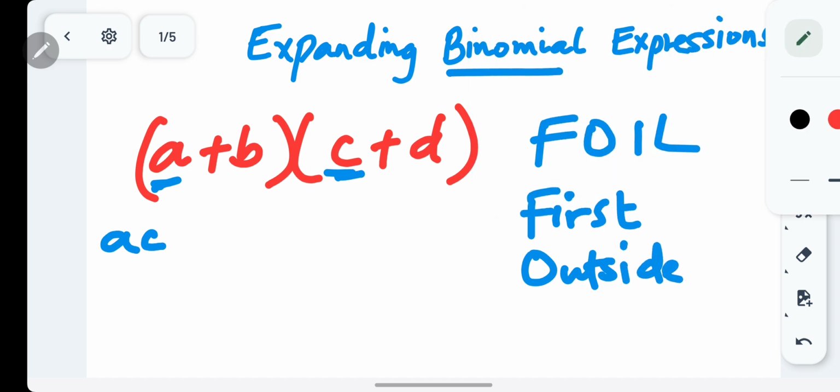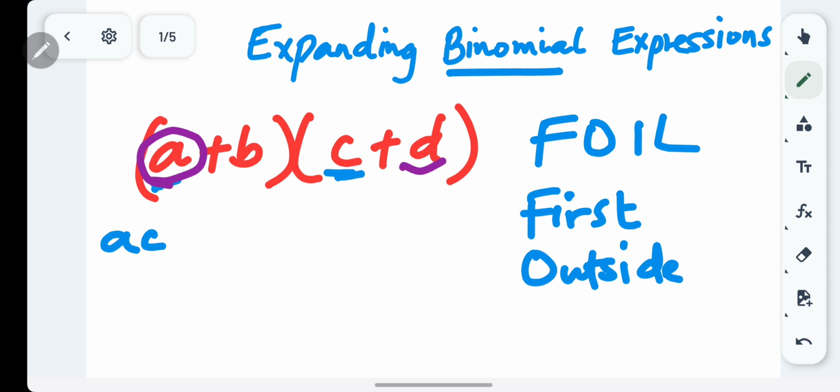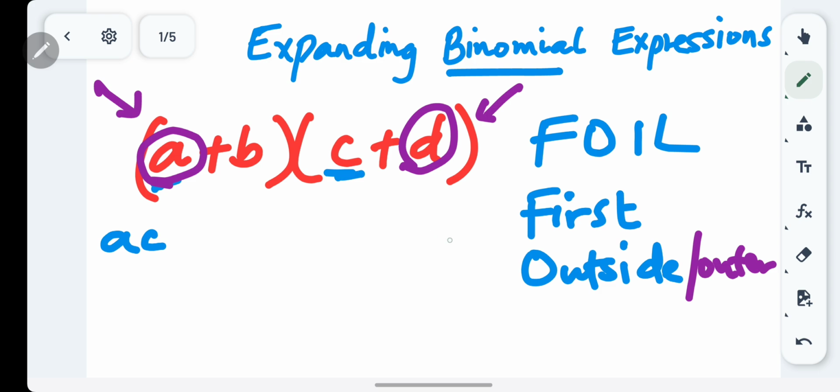Then the O is for the outer numbers or the outside numbers. Inside the two brackets, which numbers are outside? We have A and we have D. You can call it outer or outside numbers. When you're getting into this bracket, the first number you get to is A. If you are getting to this bracket from that side, the first number is D. So the outside numbers A and D, we multiply to get AD.